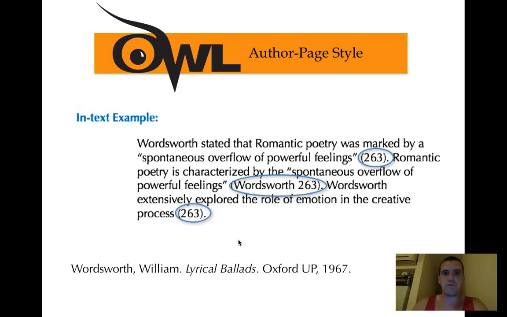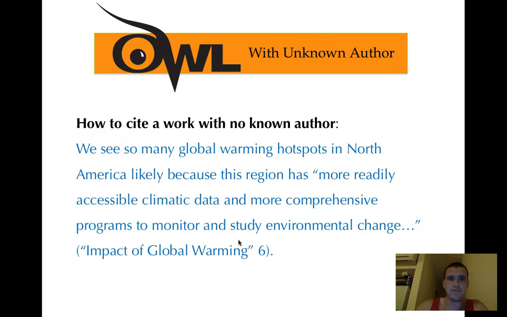You might ask the question, what if there's no author? So you're on a website and it's just the title of the article, or something like that. It doesn't have an author. There are solutions for this. Look at how this person cited this source that doesn't have an author. I don't want to read this entire quote, but basically, when there's no author, you just put the first couple of words of the title of the work that you got it from, and then the page number.